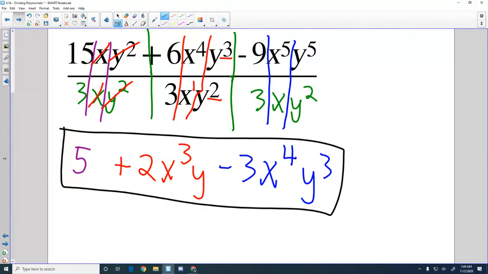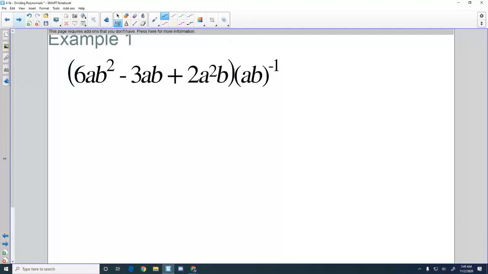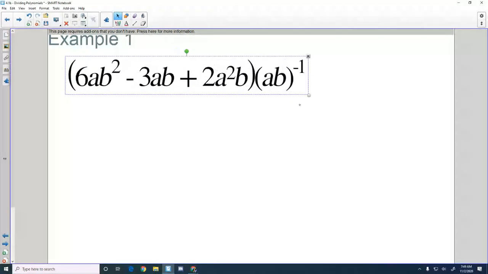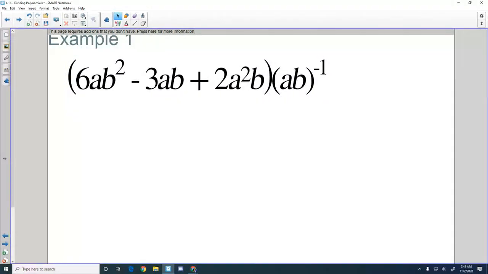All right. Okay. Go ahead and jot this first example down. Looks a little weird, doesn't it? It's a trinomial, 6ab squared minus 3ab plus 2a squared b. But then it's being multiplied by something very strange: ab to the negative 1. That's weird for an exponent.